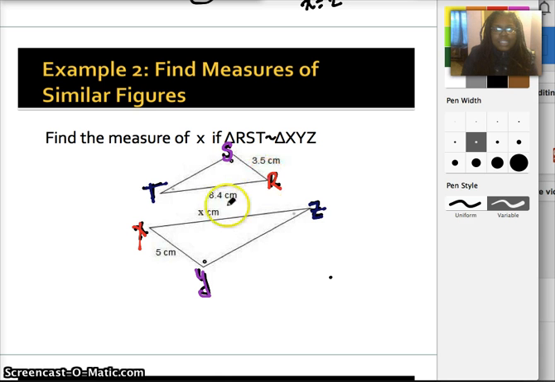And why is that significant? Because it really does show me that if I want to compare sides, 3.5 S to R is going to correspond with Y to X or 5. So I'm going to do the problem now.